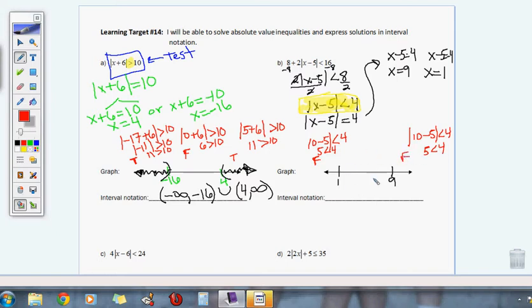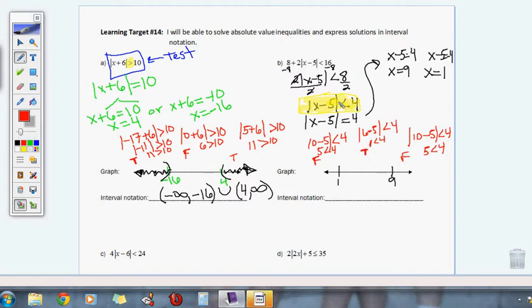We pick any value in here, let's say 6. So if I test 6, 6 minus 5, is that less than 4? 6 minus 5 is 1. Absolute value of 1 is 1. There's where we get our true statement. So that's going to tell us where to shade.